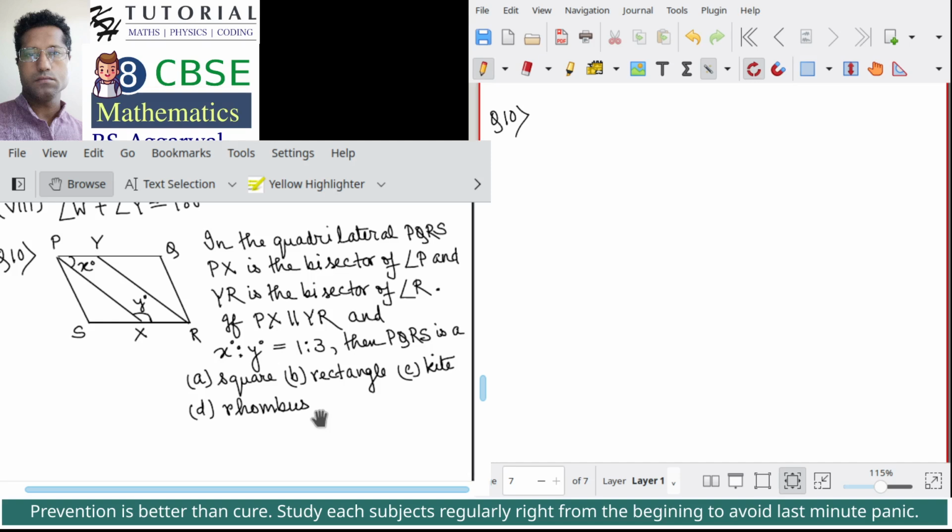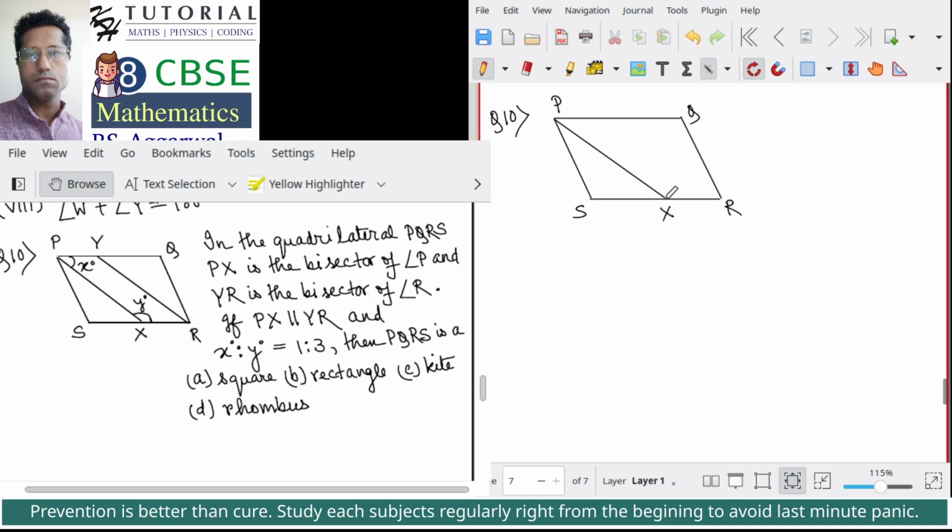In the quadrilateral PQRS, PX is the bisector of angle P. Okay, so we have something like this. PQRS is the quadrilateral, and PX is the bisector of angle P. Something like this.